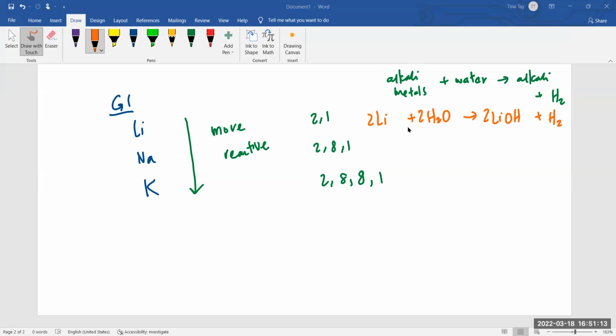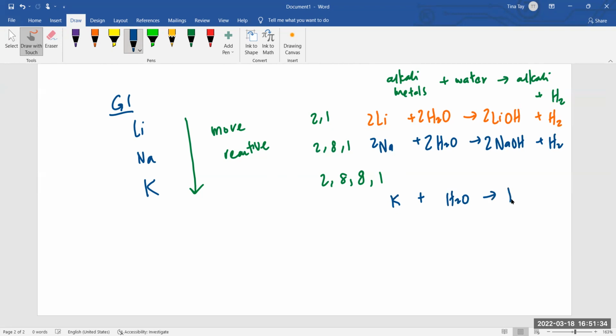Yeah, done. Okay, so as you go down the group, it becomes more reactive. Lithium dissolves in water to form lithium hydroxide and hydrogen. Sodium dissolves in water to form sodium hydroxide and hydrogen. Balance the equation. And potassium dissolves in water to form potassium hydroxide and hydrogen. So all the same, 2, 2, 2.